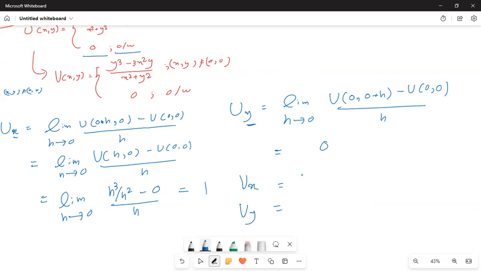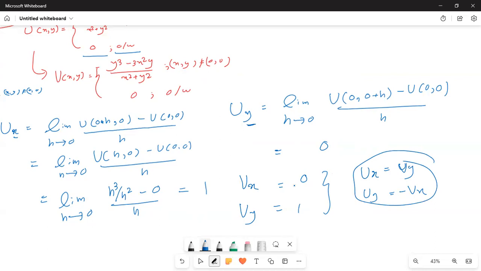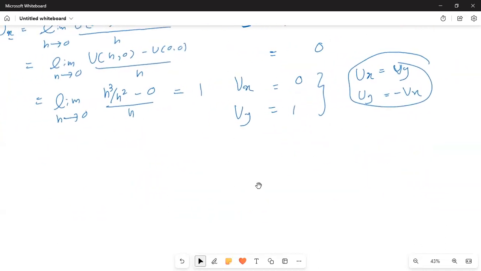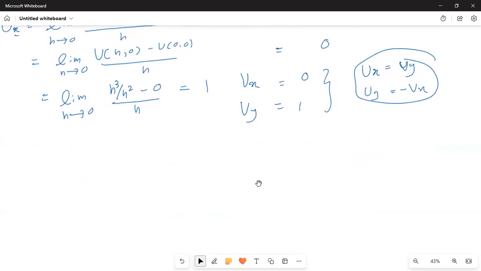Likewise, you will evaluate vx and vy too. So by using the definition, when you evaluate vx at (0, 0), you will have 0, and vy as 1. So by using these four answers, we can form the relation where ux equals vy and again uy equals minus vx. So this is the relation of the Cauchy-Riemann equations. So at z equals 0, the Cauchy-Riemann equations are satisfied.